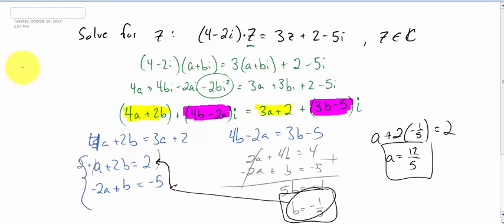I wanted z, not a and b. So z is equal to a plus bi, or a minus, since b is negative, 1/5 i. There's my new complex number.